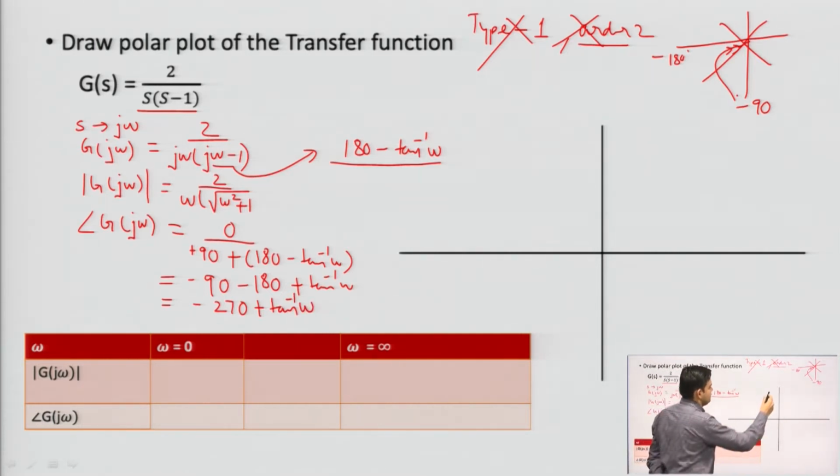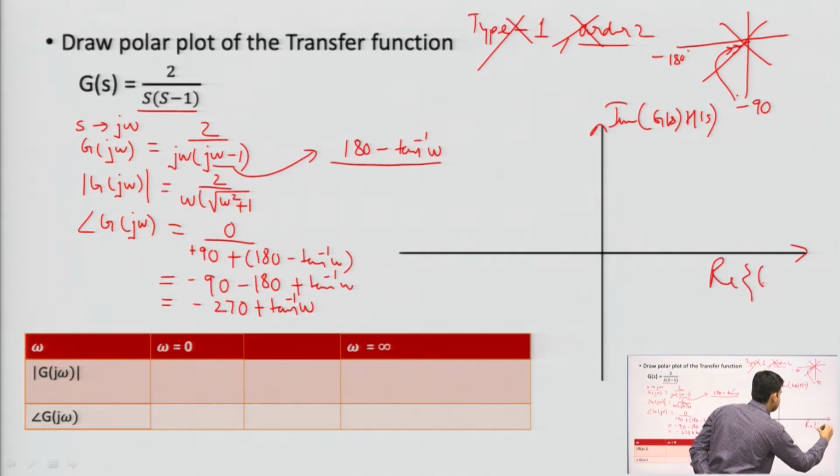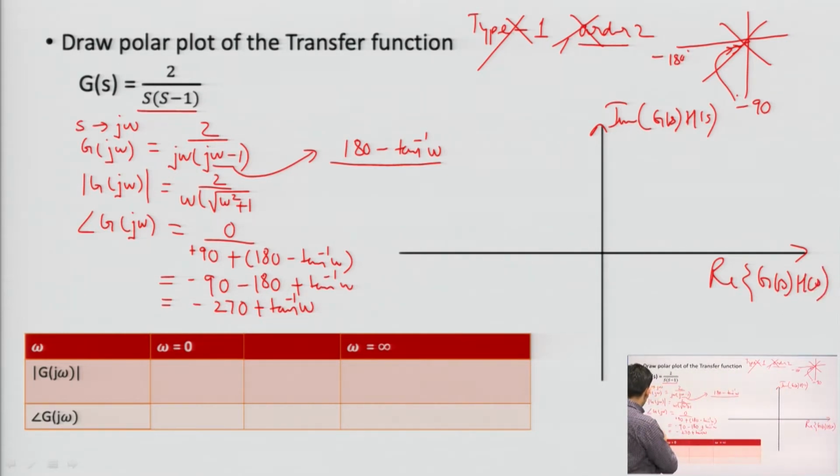And here this axis is basically G(s)H(s). So, I need to plot the imaginary part of G(s)H(s) on the y axis and the real part of G(s)H(s) on the x axis. I need to make a table for omega equal to 0 and infinity, where we observe both magnitude and phase. When I put omega equal to 0, my mod value would be infinity. When I put omega equal to infinity in this expression, my magnitude would be 0, directly you can see.